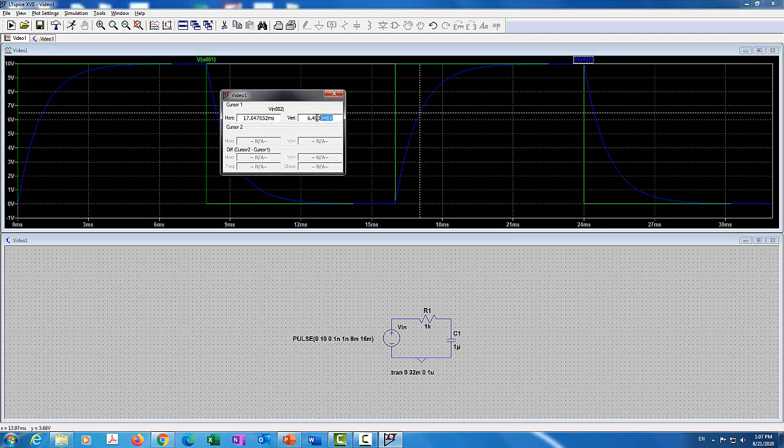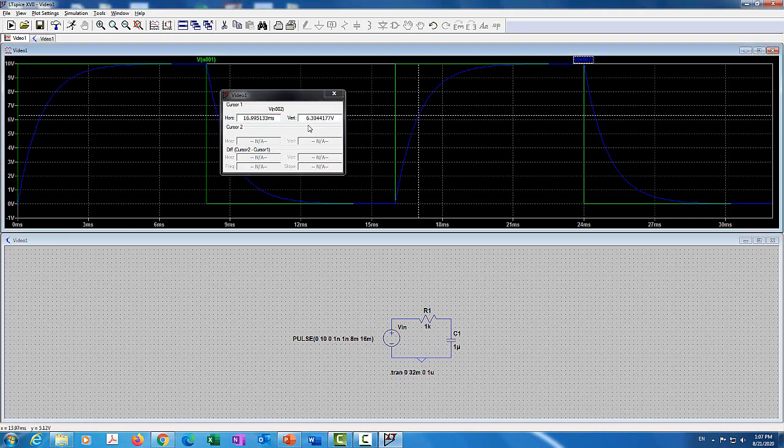63%. So I'm looking at the voltage here. I know the final value is going to be 10. 63% of that is going to be 6.3 volts. So you can see here that I started at 16 millisecond, and now I am at 16.995 millisecond. So based on the simulation here, the time constant is around 0.995 millisecond, which is very close to the 1 millisecond that we're looking for.